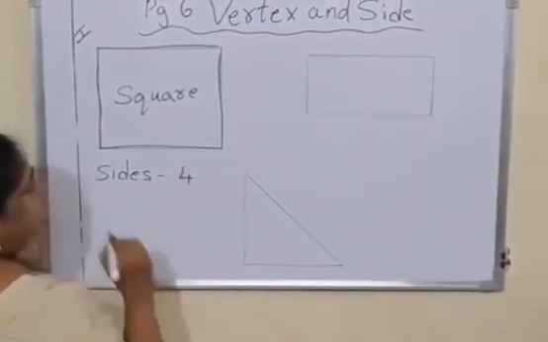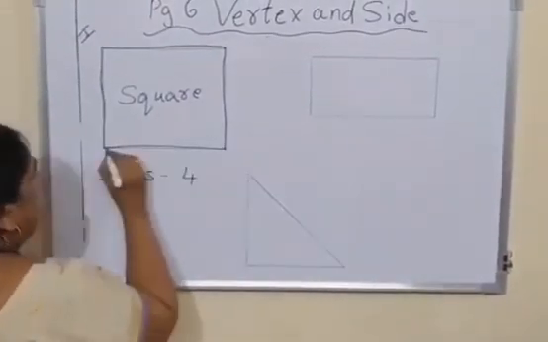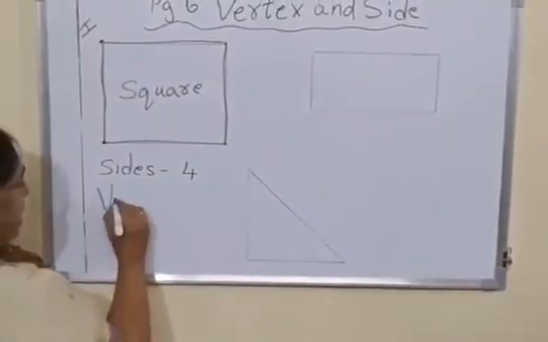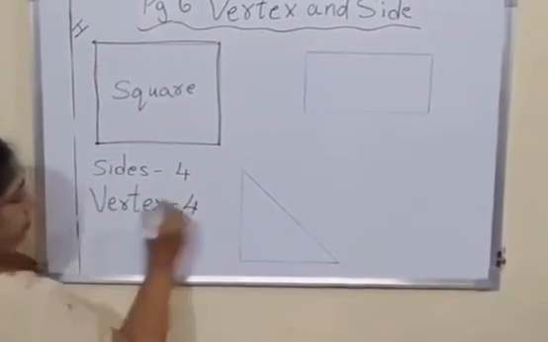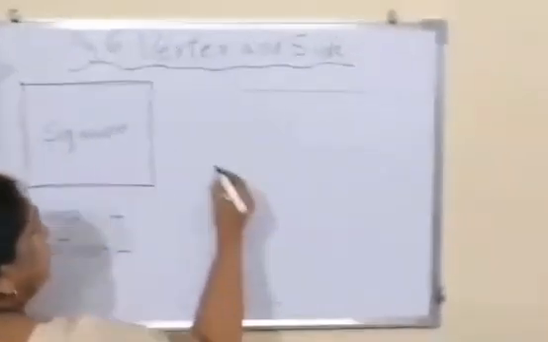4. And then let us see the vertex. This is the first vertex, second vertex, third vertex, and fourth. So it has how many vertex? 4 vertex. Now let us move to the second figure, that is the rectangle.